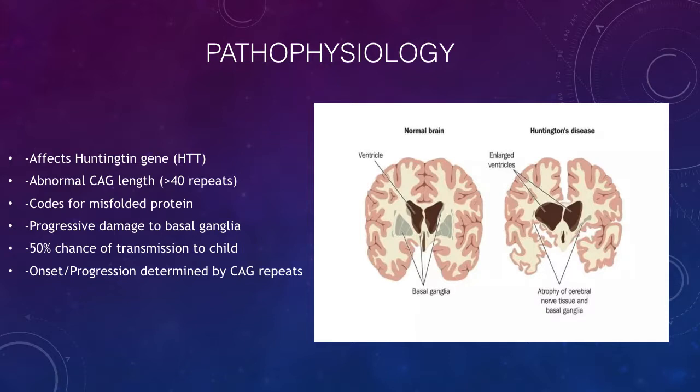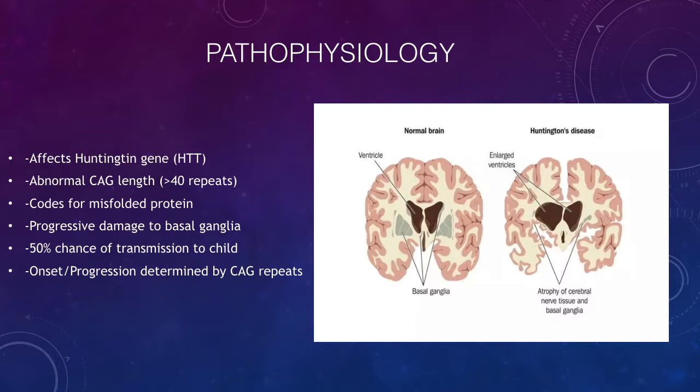And the onset and the progression of Huntington's is determined by the number of repeats of CAG. So the more repeats an affected individual has, the earlier the age of onset and the faster the progression. So someone with 55 repeats is going to generally be hit at an earlier age and a faster progression than, say, someone with 45 repeats.